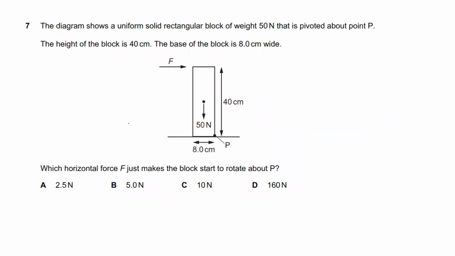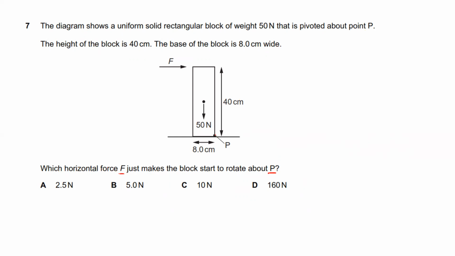Next question. It says the diagram shows a uniform solid rectangular block of weight 50 newtons that is pivoted about point P. The height of the block is 40 centimeters. The base of the block is 8 centimeters wide. Which horizontal force F just makes the block start to rotate about point P?